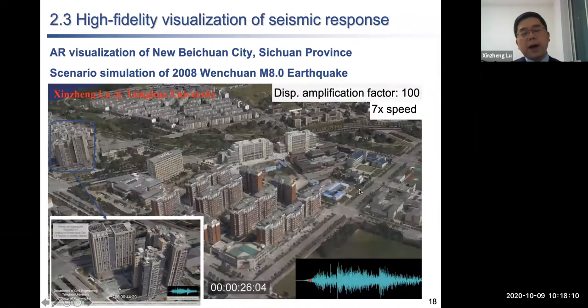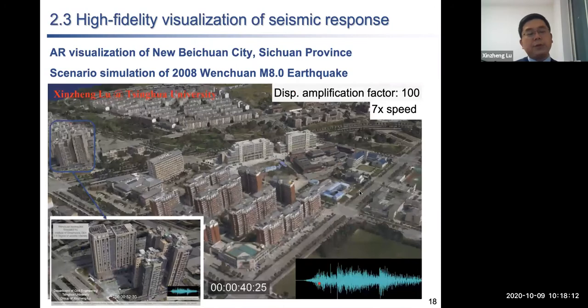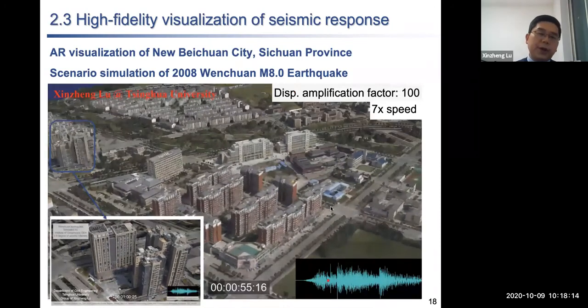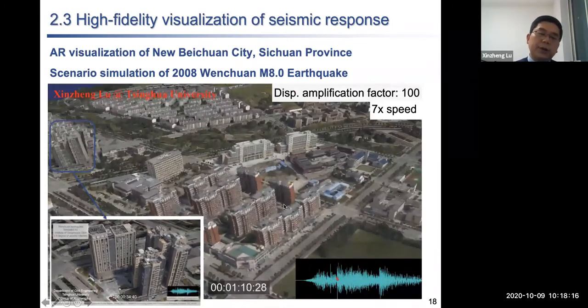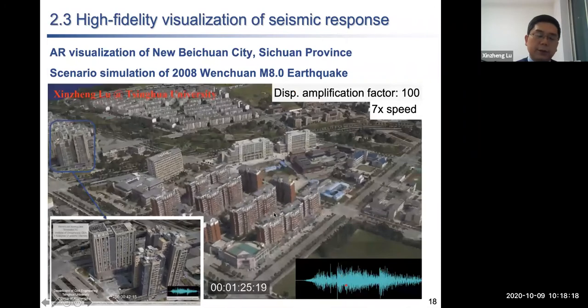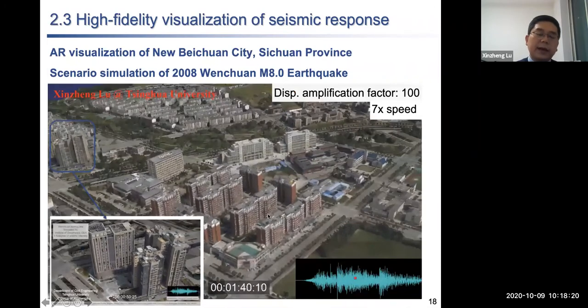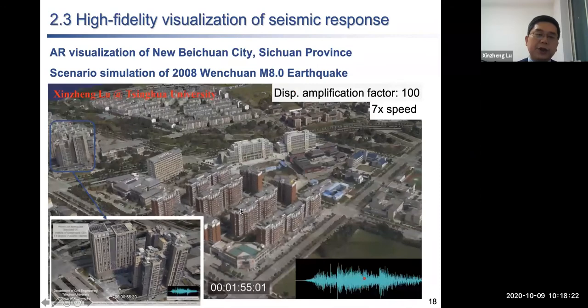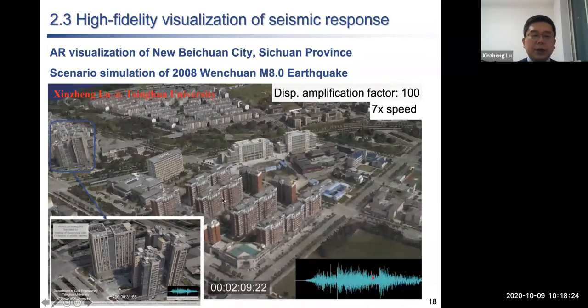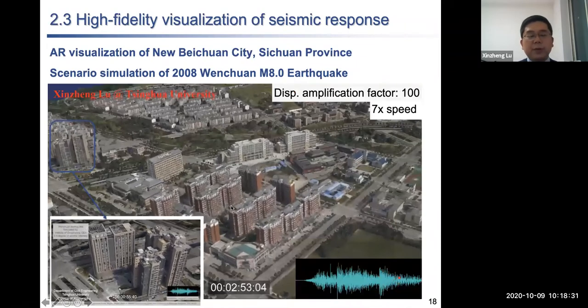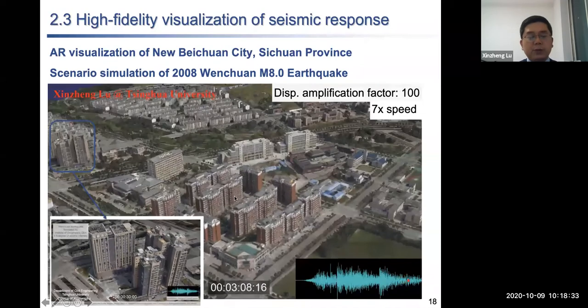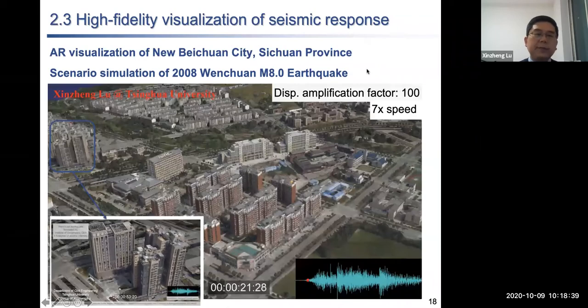And we also combine this three-dimensional visualization model with UAV three-dimensional photos, so that we can clearly show the very realistic shaking of each building subject to this earthquake. And that will be helpful for non-professional people to understand what will happen to their city and improve the demand for disaster prevention capacity.